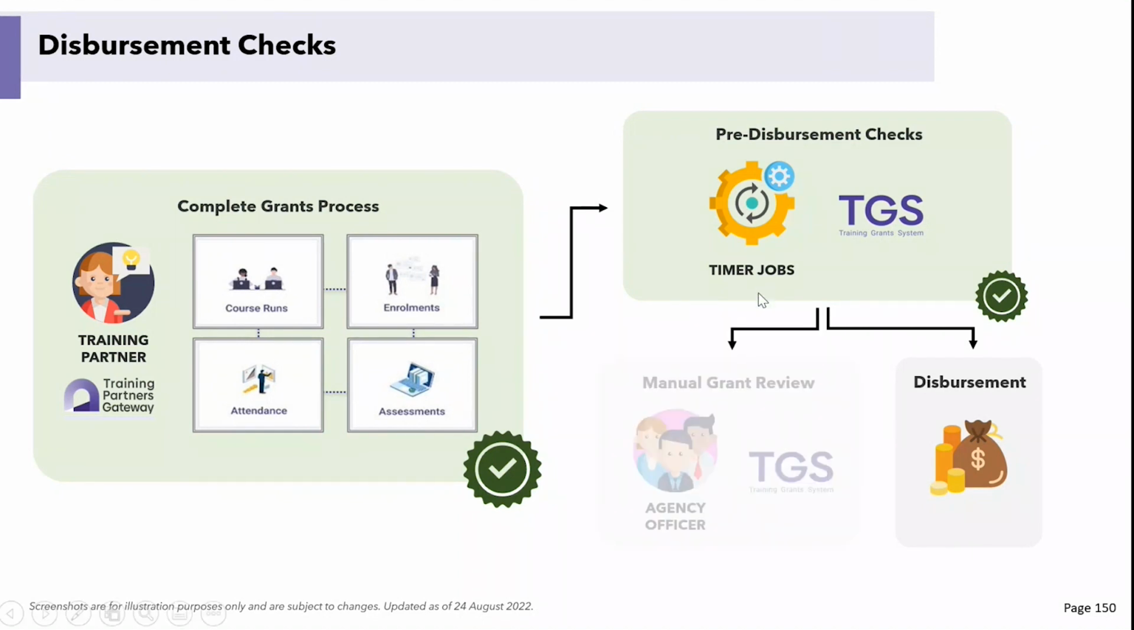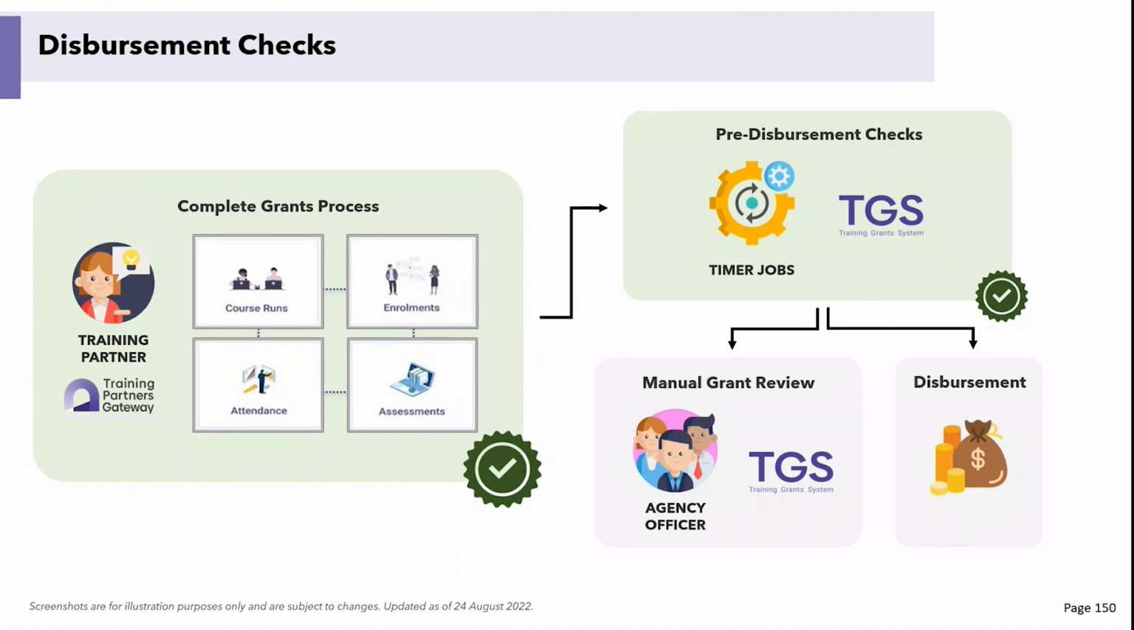Okay. And there may be cases whereby the grant is flagged out for manual grant review, maybe because a penalty code was detected. The system will not create that financial transaction automatically because it still has to go through a level of manual review by the agency officer.